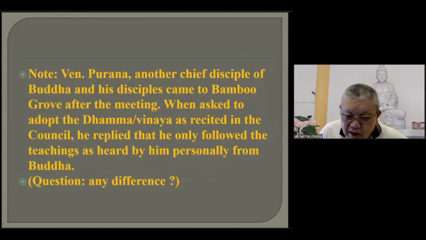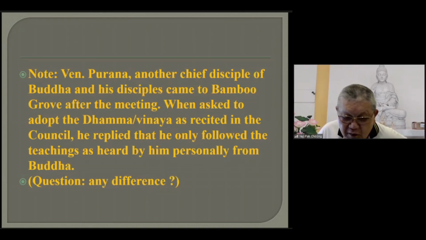So he and his disciples followed his own version and not the suttas and rules as decided during the meeting. According to later history, Purana and his disciples formed another school. That was not during his time. In fact, hundreds of years later, there was one group of Buddhist school. They followed some rules different from Theravada. These rules were about food, storage of food, and cooking in the temples.